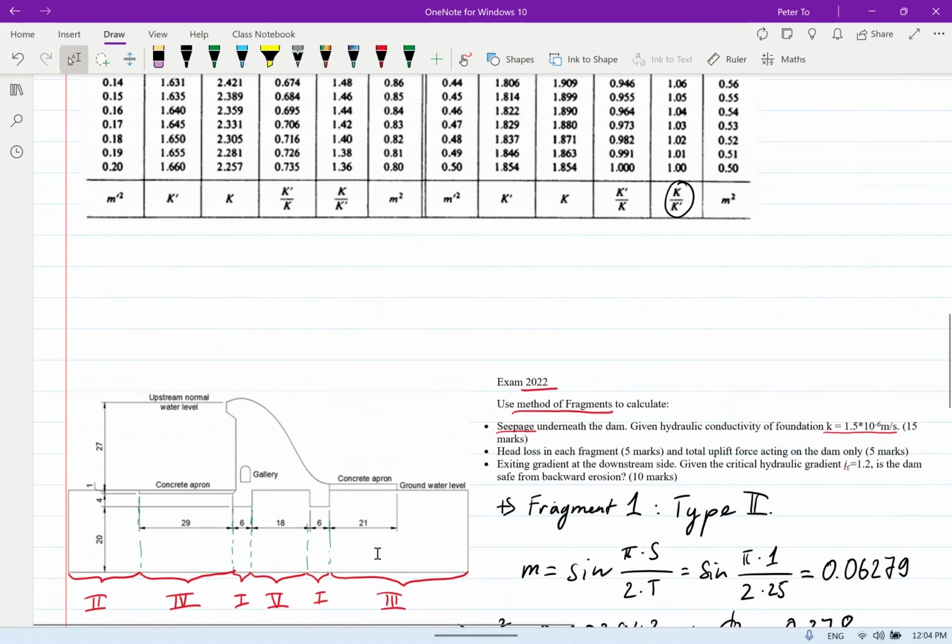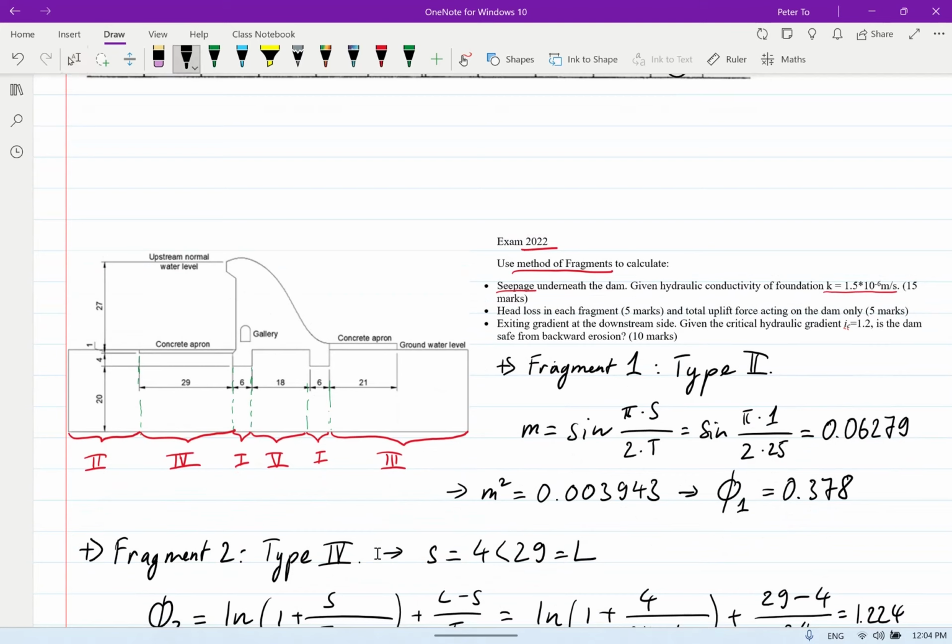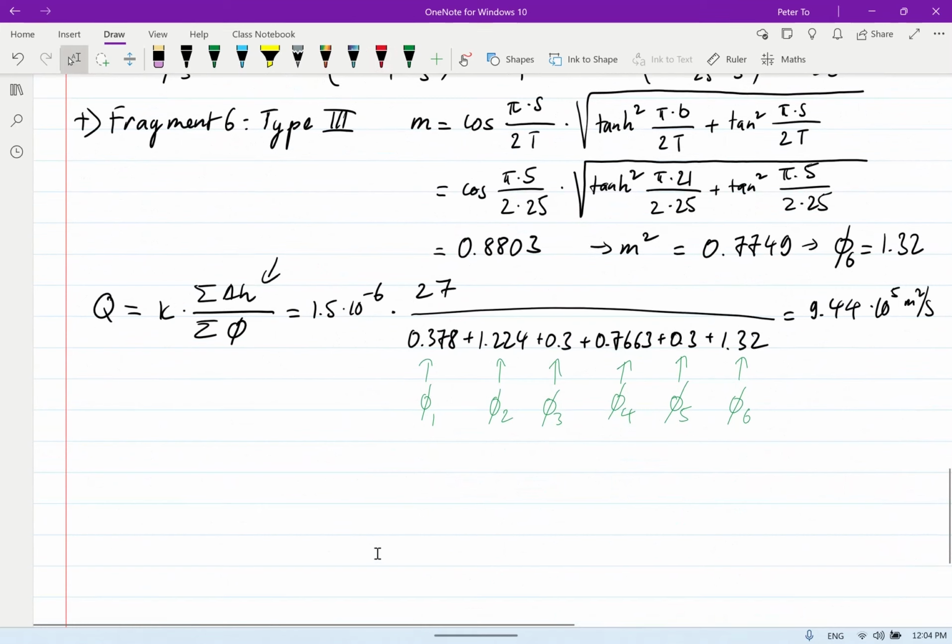Now, let's move to the second question. In here, you need to calculate the head loss in each fragment and the total uplift force acting on the dam only. I'm going to do this a bit down here. So for part B, I can use the equation for the head loss. My delta H will equal phi times the sum of delta H over the sum of phi. And I apply it for every single fragment.